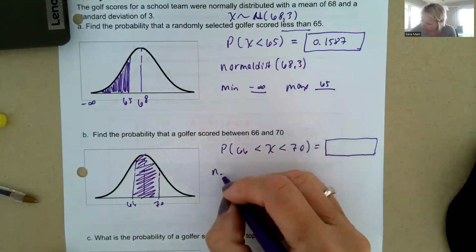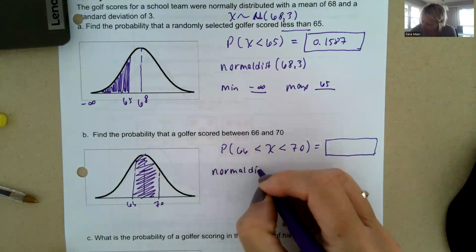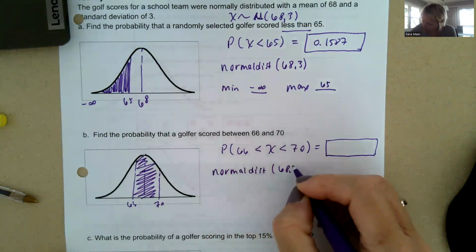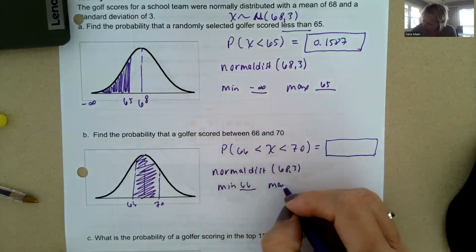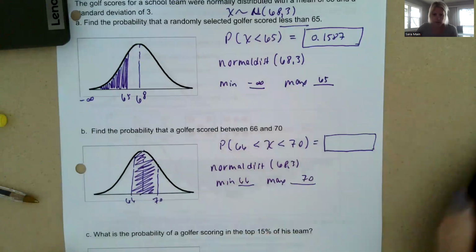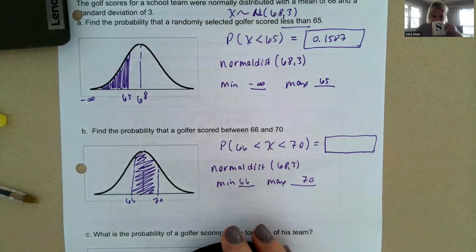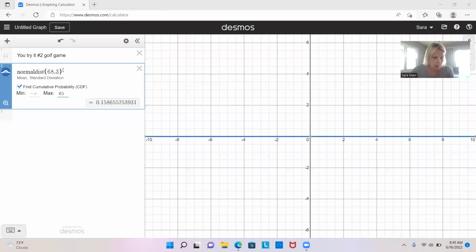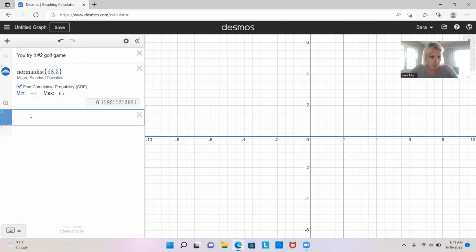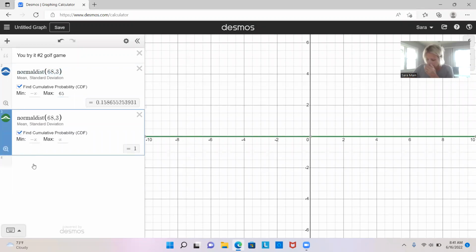So normal dist, 68, 3, and this time our min is 66 and our max is 70. Let's go try that. And 70. Oh, and I didn't show you, this can be shown on the graph.